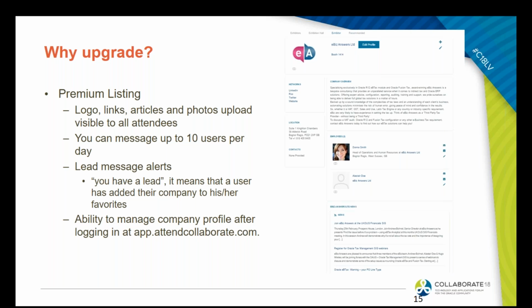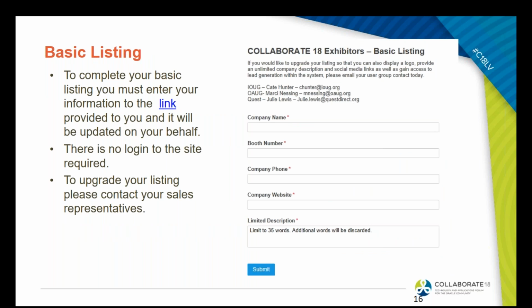We do see that companies that have the logos embedded with the premium listing, attendees are more likely to click on them because it has a picture associated. We see that across the internet now all the time. For the basic listing, there is a link that should have been sent out. It's a survey that will auto-load, so you don't have to worry about sending your information in an email. You can just fill out the survey link and go from there.